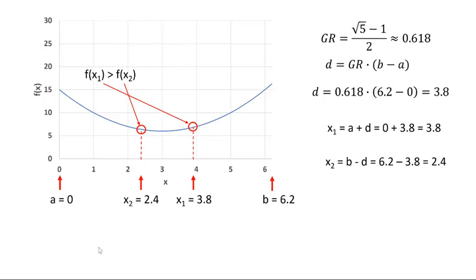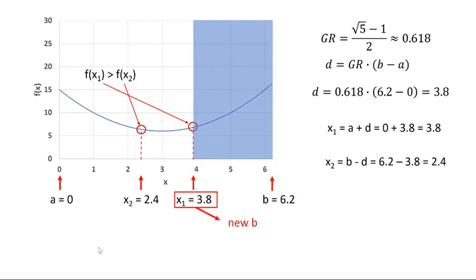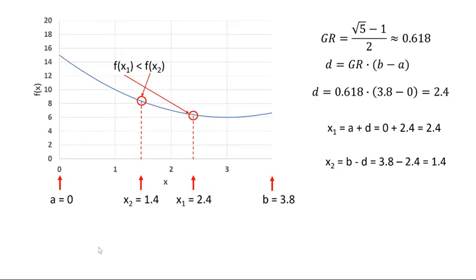Our interval starts at 0 and goes up to 6.2, which is left over from the previous iteration. We can calculate x1 and x2 after we calculate d, and we find an x1 of 3.8, x2 equal to 2.4. In this case, since f of x1, just like the previous iteration, is greater than f of x2, we eliminate everything to the right of x1, and x1 then becomes our new upper bound.